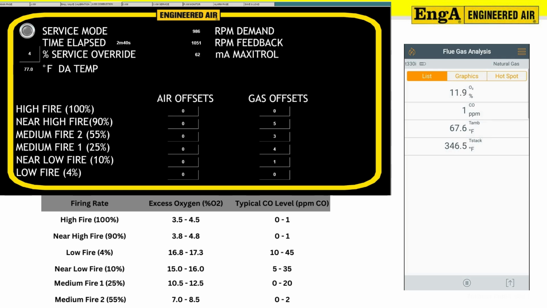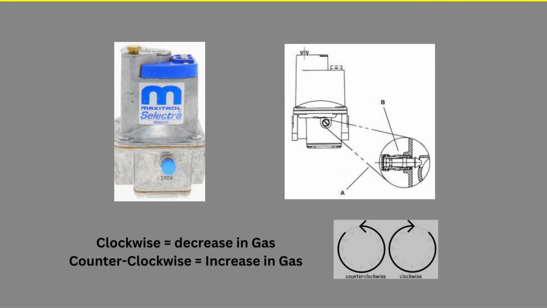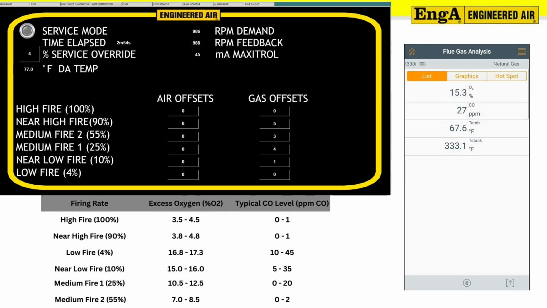If either the oxygen is out of range or the CO is excessively high, the low fire adjustment is located on the modulating valve. Under the blue cap is a screw that will reduce the gas flow when screwed in or increase the gas flow when screwed out. The air offset should typically be set at 0 on low fire, but in some cases needs to be adjusted. However, it should never be decreased enough to allow the combustion blower to operate below 950 RPM.